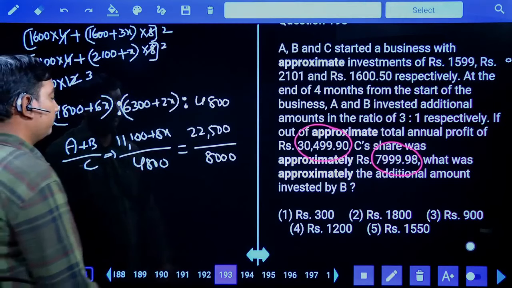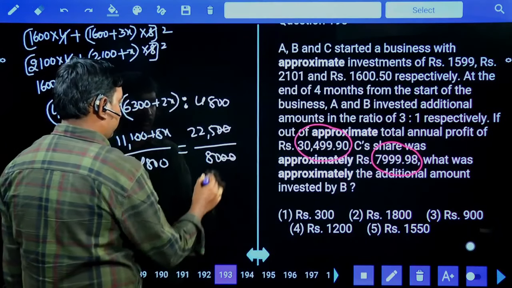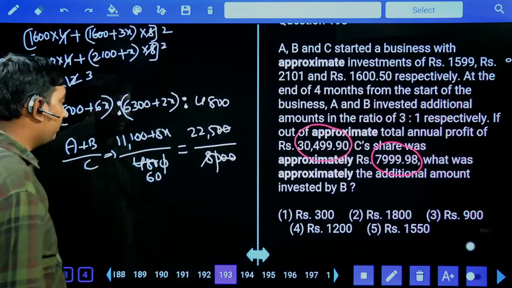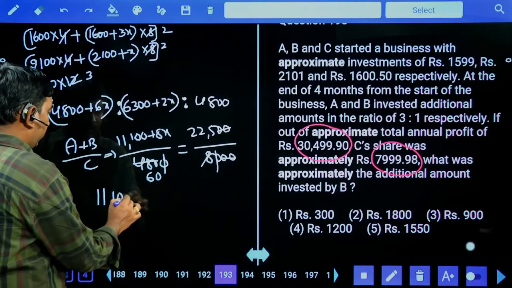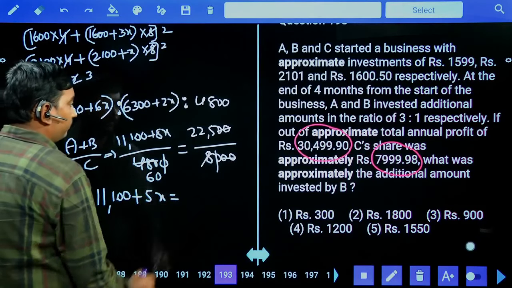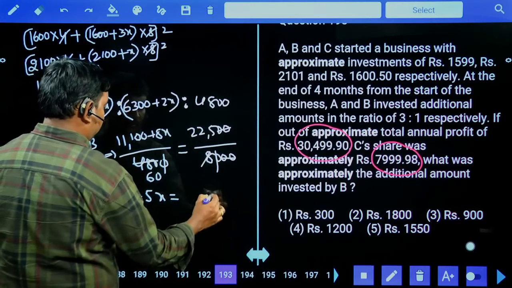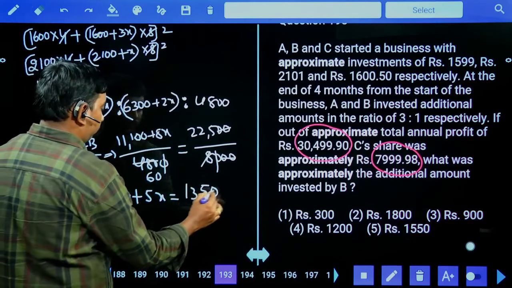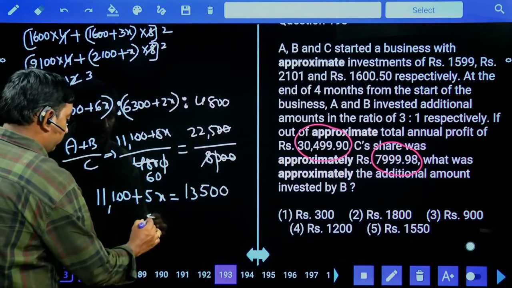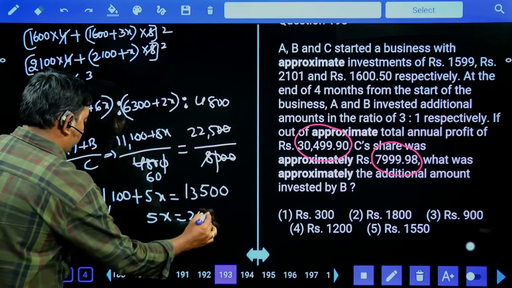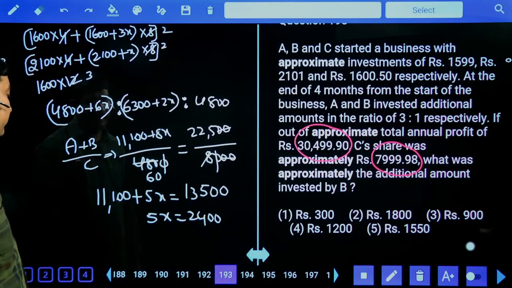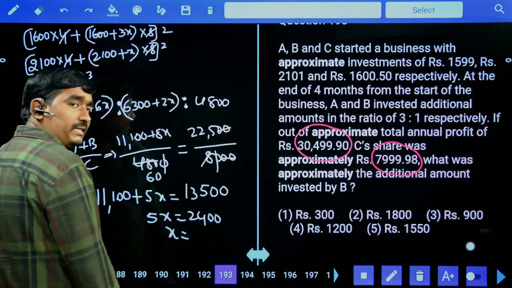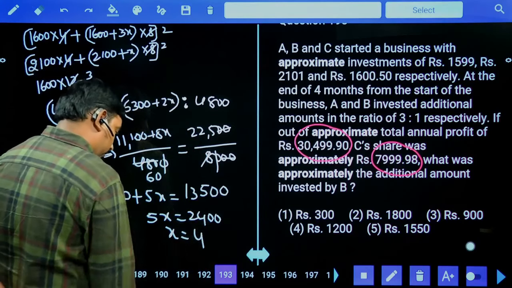Just find the x value. 11,100 plus 8x equals 22,500, and 8x is 13,500 minus... 11,100 plus 5x is equal to 13,500. 5x is equal to 2,400. X is equal to 480.